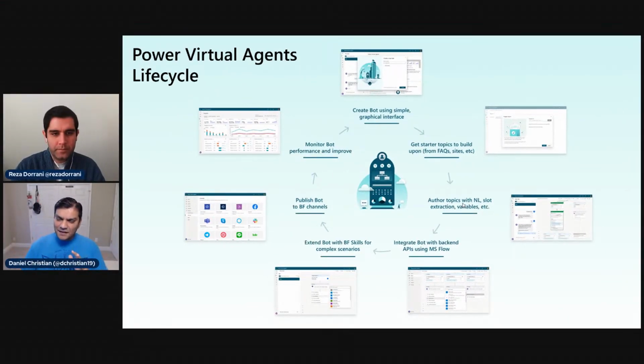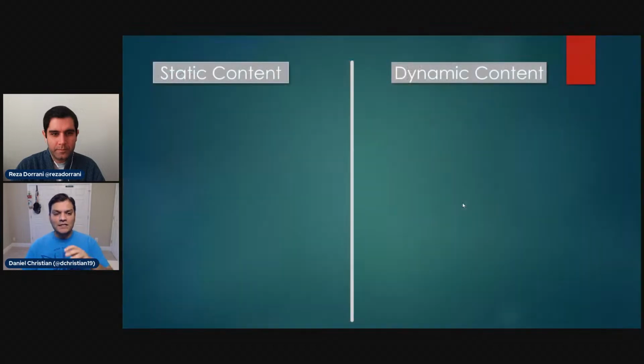But there's something else that I want to add, because when I've been working and building bots and talking to people about it, I've always classified my bots in these two ways: bots that have static content and bots that have dynamic content. In fact, it's not 100% new, because we just saw that in the lifecycle management over there. So it's not 100% new.